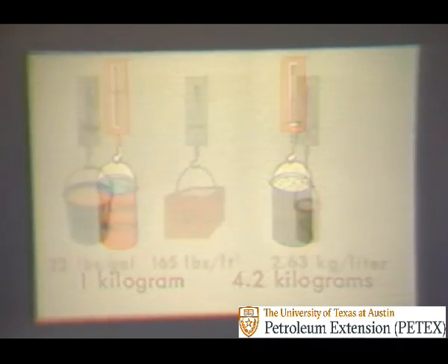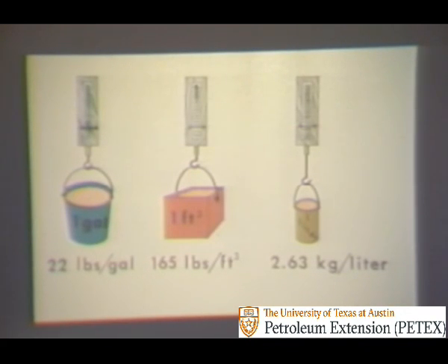But no matter how you weigh it, barite is heavy, and for that reason is used to weight up muds. In fact, we can get muds that weigh up to 22 pounds per gallon, 165 pounds per cubic foot, or 2.63 kilograms per liter.